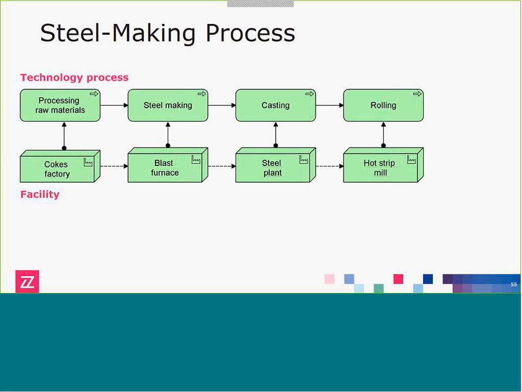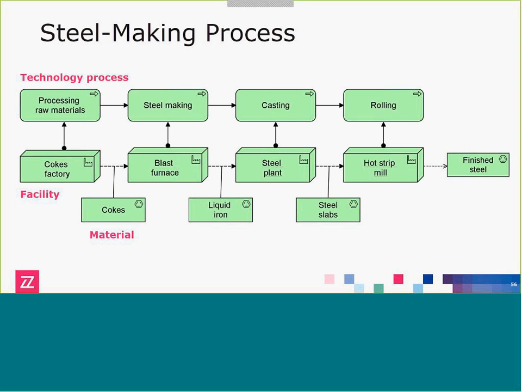Of course, so here we see a coke factory that processes raw materials, and we have a blast furnace that makes the steel. That is then cast in the steel plant, and that goes into the hot strip mill where the rolls of steel come out. Still very simplified. You'll see more on the next slide.